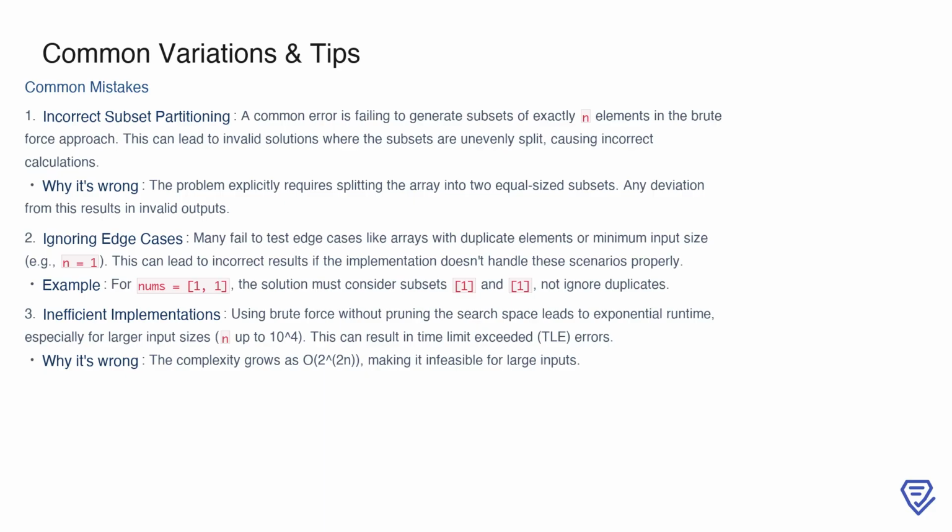If you generate subsets with uneven sizes, the output will be invalid because the calculations depend on this balance. It's also important to account for edge cases, such as arrays with duplicate elements or the smallest possible input size. For example, if the input is 1, 1, your solution must treat the subsets 1 and 1 as valid, without ignoring duplicates.